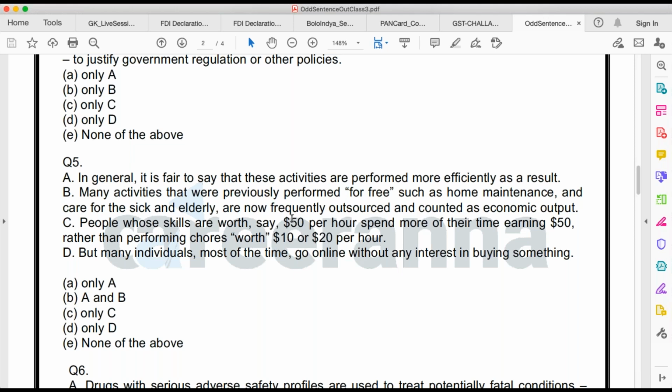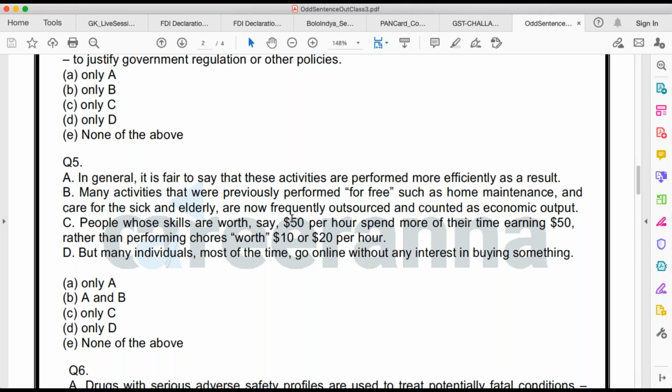Let's discuss. In general, it is fair to say that these activities are performed more efficiently as a result. These activities, many activities. So the demonstrative pronoun these used in sentence number A is for many activities of B. So A and B are related. Do we get it? Now, B is saying many activities that were previously performed for free are now frequently outsourced. Means these are now paid.